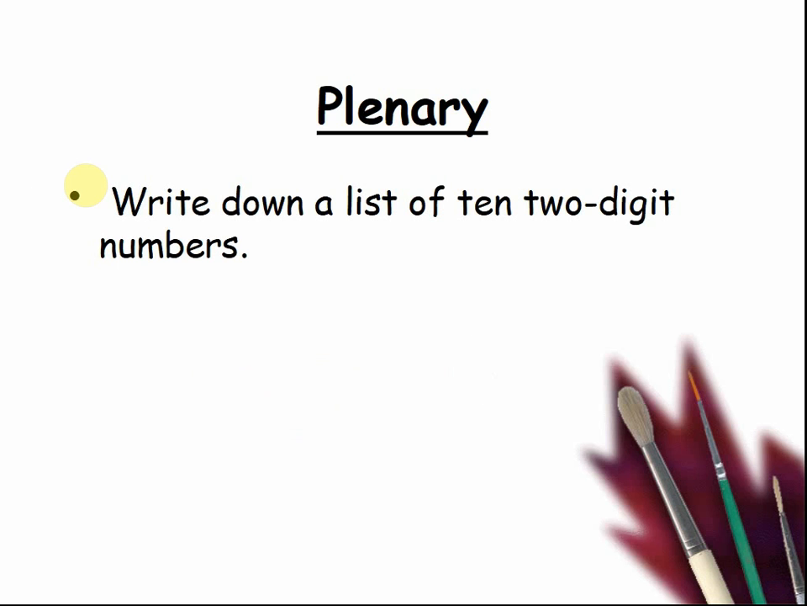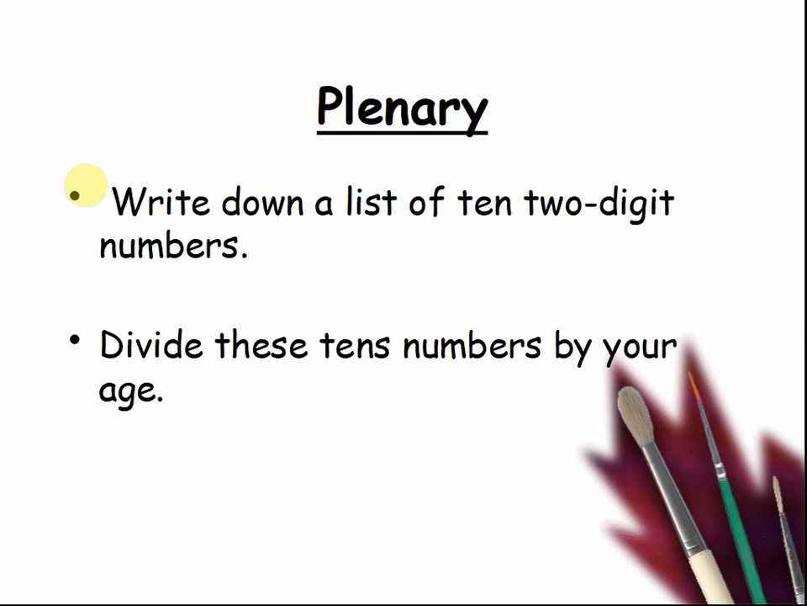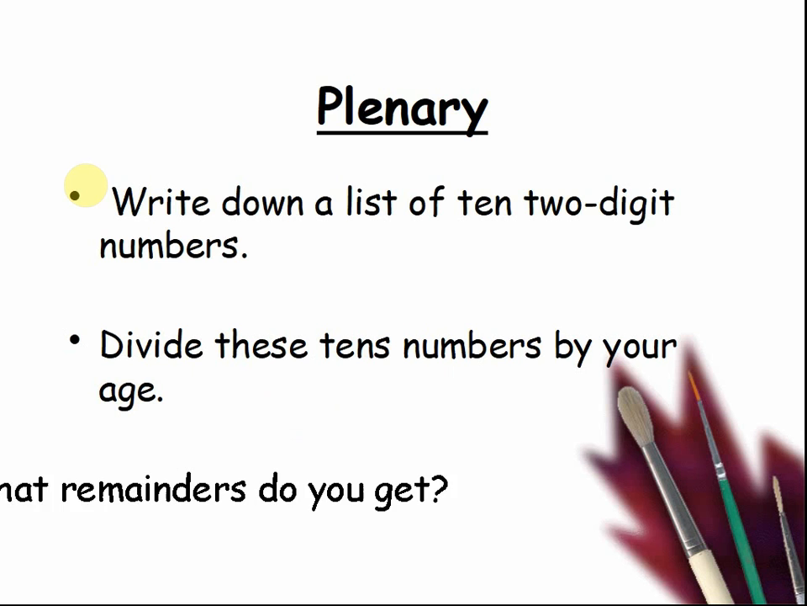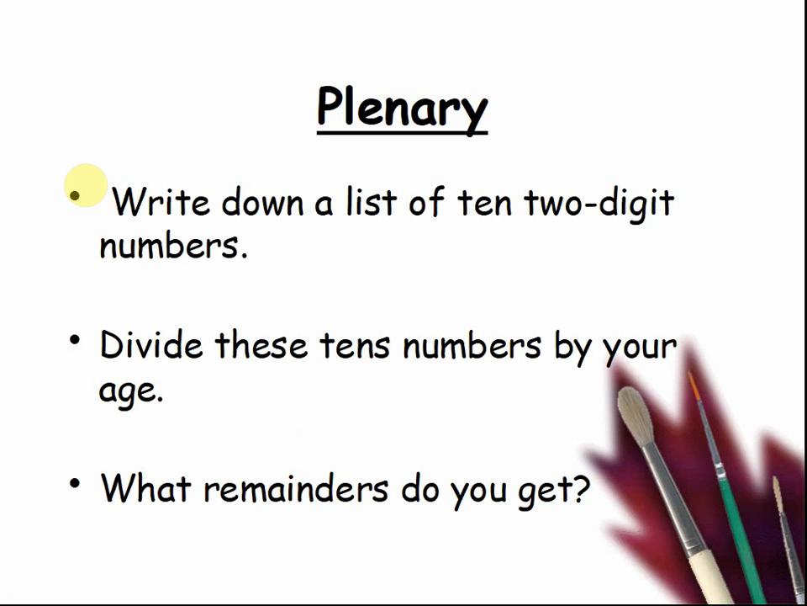Write down a list of 10 2-digit numbers. Divide these numbers by your age. Pause the video and do this now. What remainders do you get? Read them out to the rest of the class.